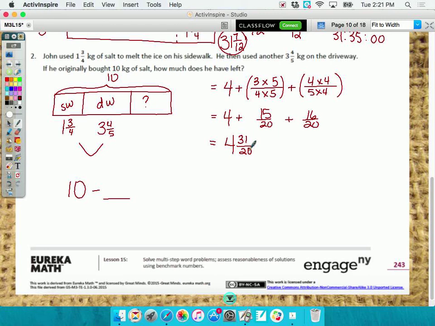And here's something really clever he did. He said, we can think of 31 as 20 plus 11. And I see 20 20ths would be 1 whole. So my answer is 5 and 11 20ths. But I'm not done. I've got to subtract that from, and I want you to do it like this. 10 minus 5 minus 11 20ths.